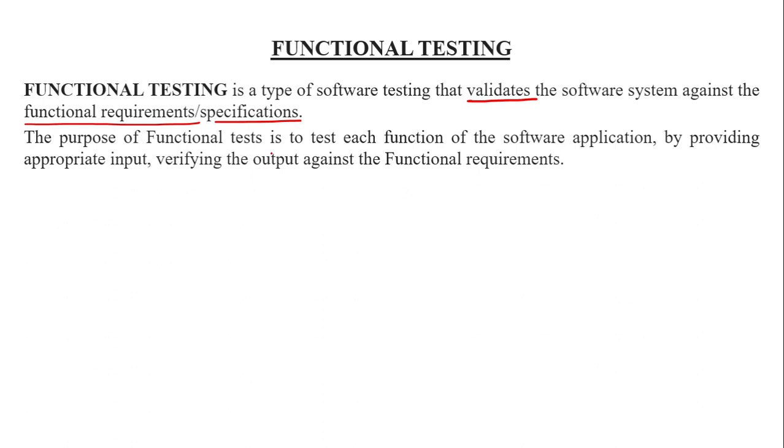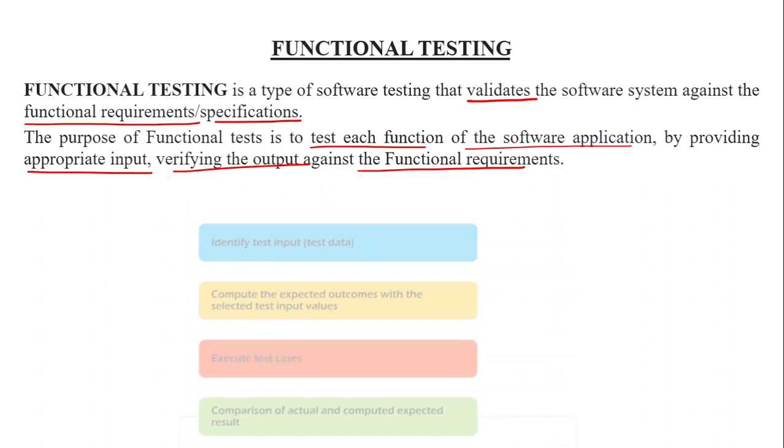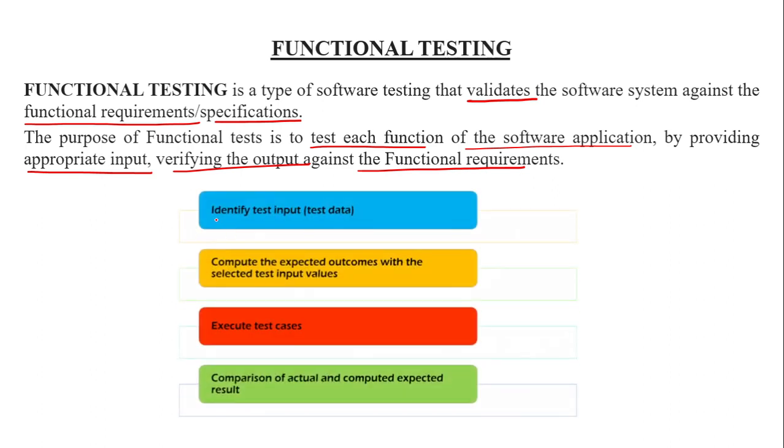The purpose of functional test is to test each function of the software application by providing appropriate input, verifying the output against the functional requirement. So that is what I told. Functional tests क्या होते हैं, वो check करते हैं कि the functions of your software are being performed correctly or not. Software is able to perform the required function or not. You can see, identify the test input, that is your test data.